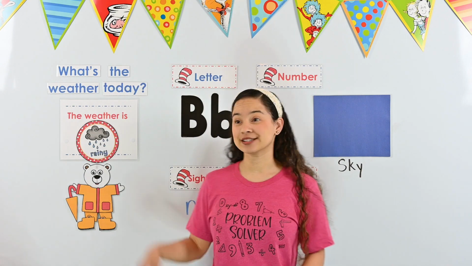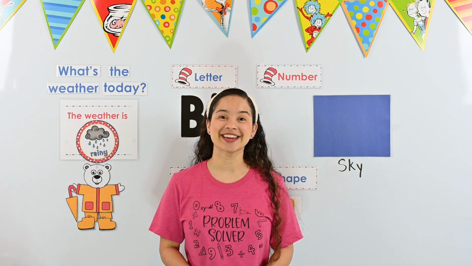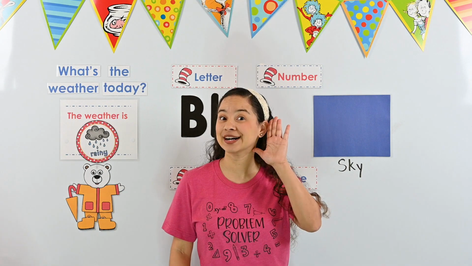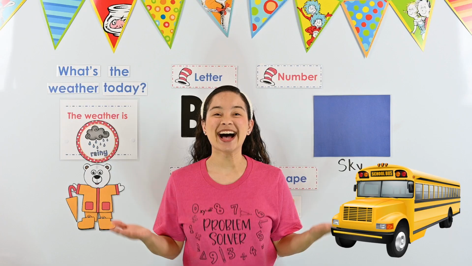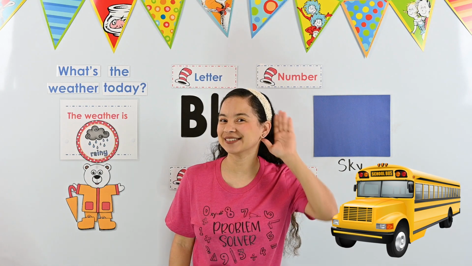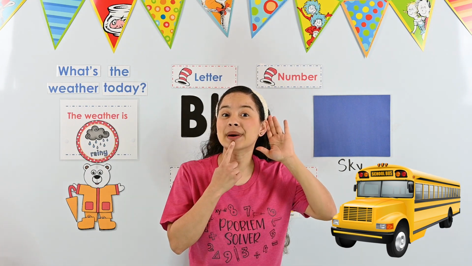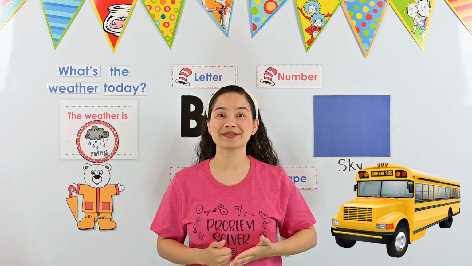Perfect. Yesterday, we looked at letters and we had to find which ones were the letter B. Today, we're going to look at more things that start with the letter B. That means they start with the B sound. Let's take a look at our first picture. I see a bus. I know that bus starts with the letter B because I hear the B sound at the beginning. Listen, bus, B, B, bus. Did you hear the B sound?